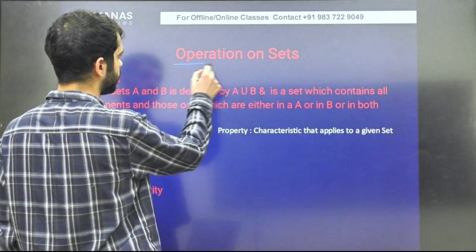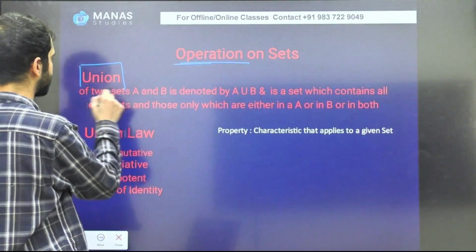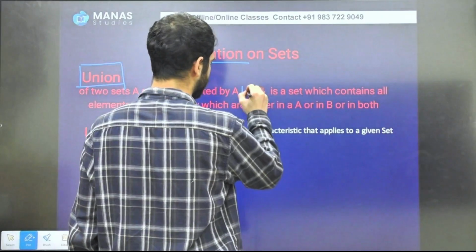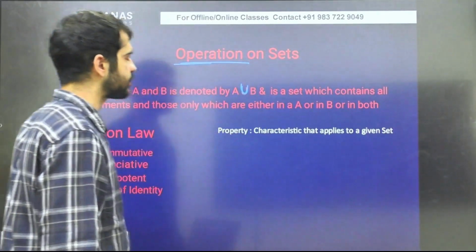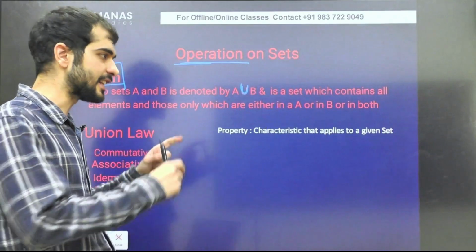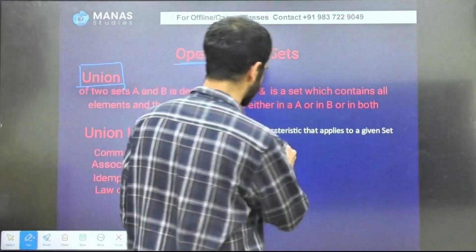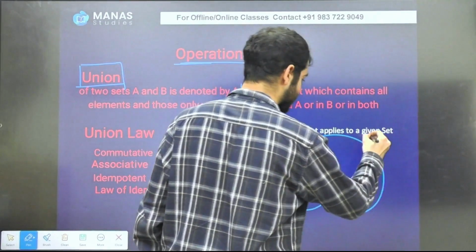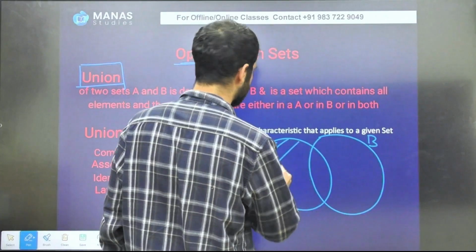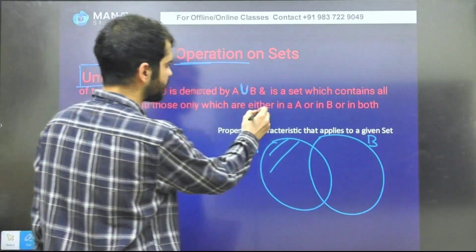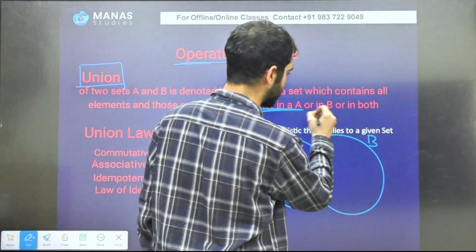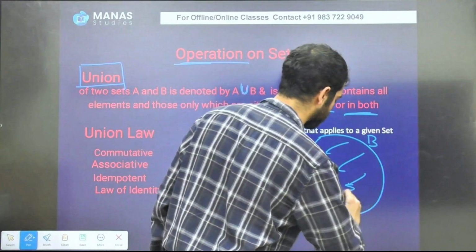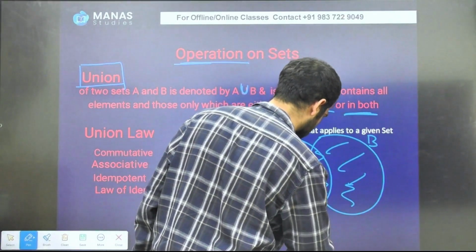Now the next topic is the operation on sets. The first of that will be union. Now union of two sets A and B is denoted by a capital letter which is similar to U. And it's a set which contains all the elements and those only which are either in set A or in set B or in both of them. So if I'm going to use a Venn diagram to represent this, that is A union B. It is going to contain those elements and those only which are either in A or in B or in both. So the shaded portion represents A union B.